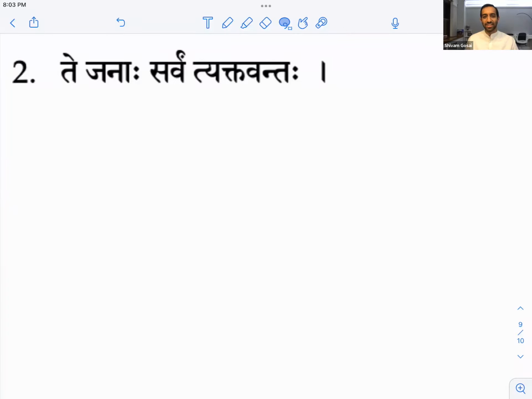We start with a Tinganta. Do we have a Tingantam here? No, we actually don't see anything, right? Te janaha sarvam tyaktavantaha. There's no verb actually there. These are all nouns. So we have to add a verb.